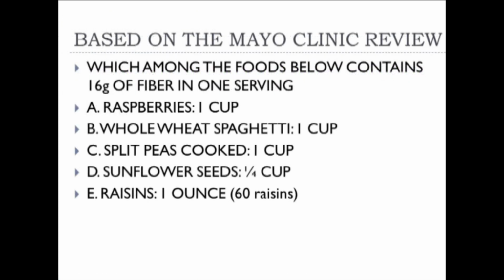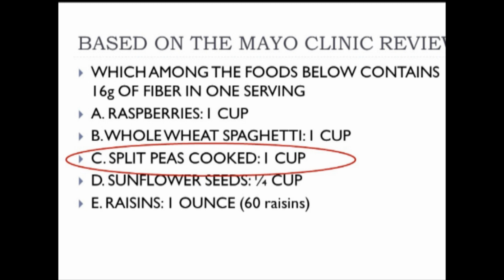After looking over the Mayo Clinic review, which among the foods below contains about 16 grams of fiber in one serving? That's really high. Is it the 1 cup of raspberries? Is it the 1 cup of whole wheat spaghetti? The 1 cup of split peas? Sunflower seeds? Is it the raisins? The answer is actually the split peas that are cooked, 1 cup, a very significant amount of fiber. And this is the message for those that want to increase their fiber intake, is to include legumes into the diet.